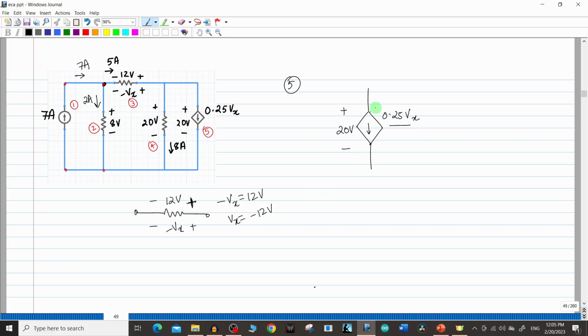So let's find the power absorbed. You can clearly see, as per the direction of this current source, the current is entering the positive terminal. Therefore, power absorbed will be positive. So take the voltage value, which is 20 volt. And what is the current value? It is 0.25 Vx. So 0.25 into Vx. So this is plus 20 into 0.25 into minus 12. If you calculate this, P absorbed, you will be getting it as minus 60 watts. So this particular element here is absorbing a power of minus 60 watts.